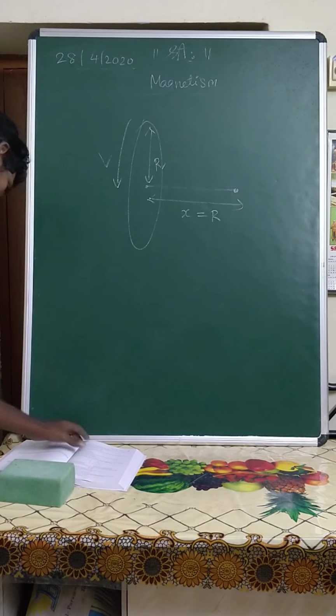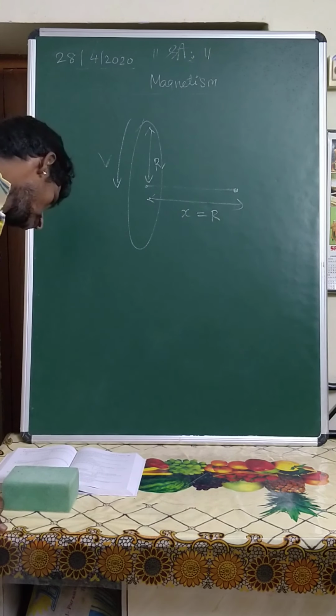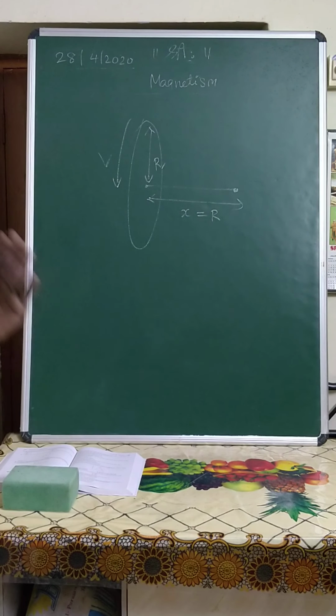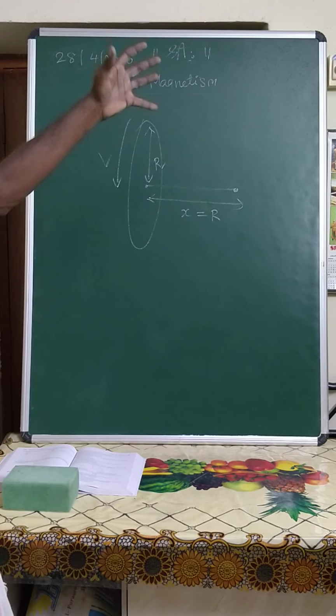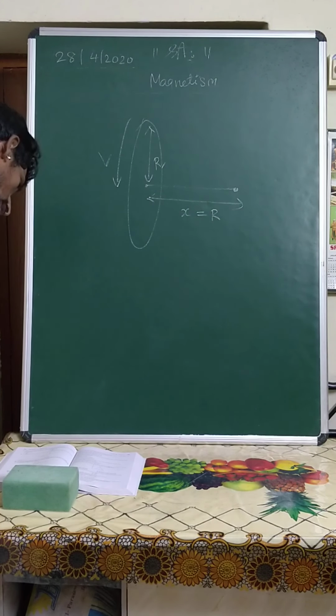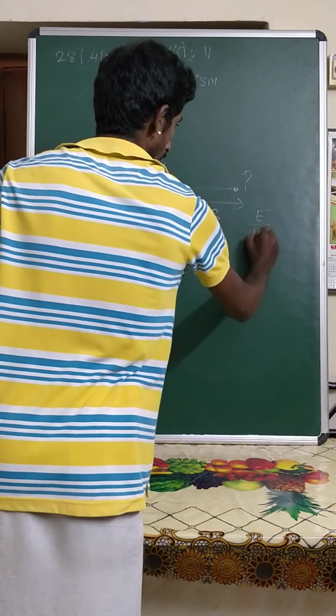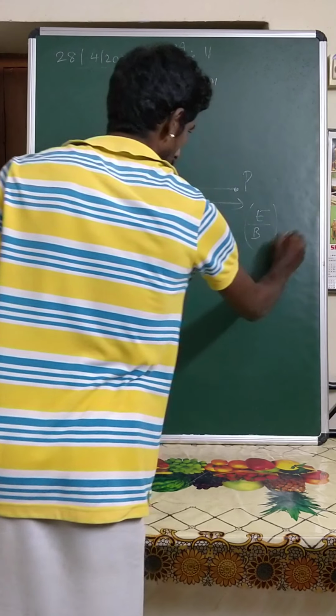Okay, I'll read the question. A uniformly charged ring of radius r is rotated about its axis with constant linear speed v. A charge is located on the ring of radius r. You want to find the ratio of electric field to the magnetic field at this point P.